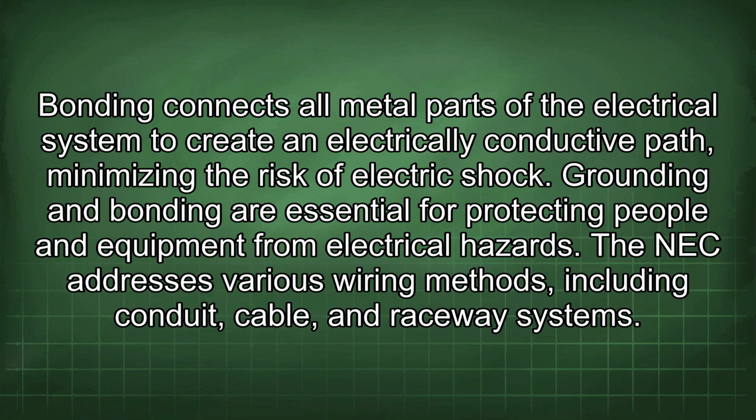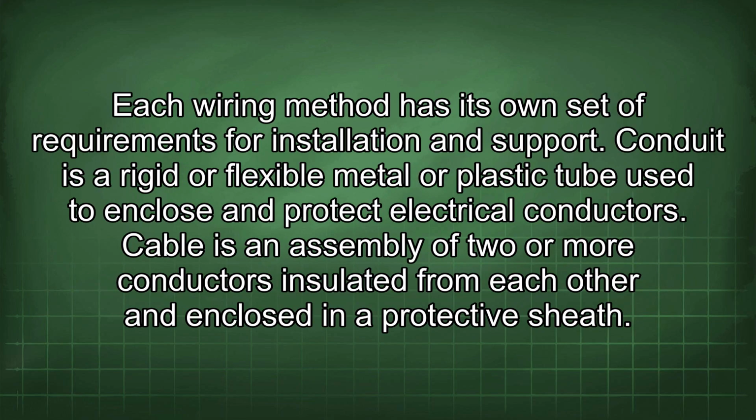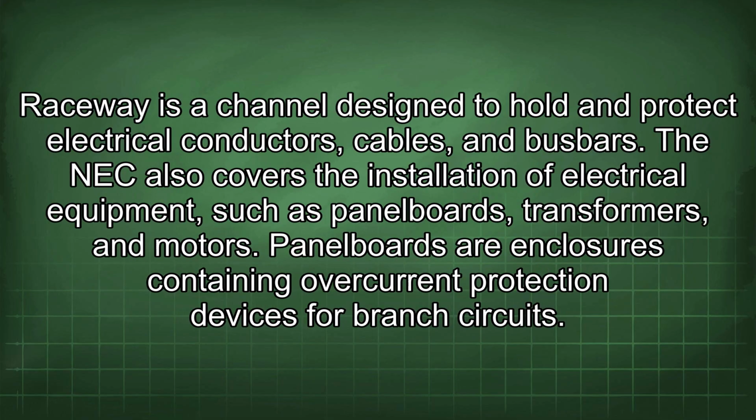The NEC addresses various wiring methods, including conduit, cable, and raceway systems. Each wiring method has its own set of requirements for installation and support. Conduit is a rigid or flexible metal or plastic tube used to enclose and protect electrical conductors. Cable is an assembly of two or more conductors insulated from each other and enclosed in a protective sheath. Raceway is a channel designed to hold and protect electrical conductors, cables, and bus bars.